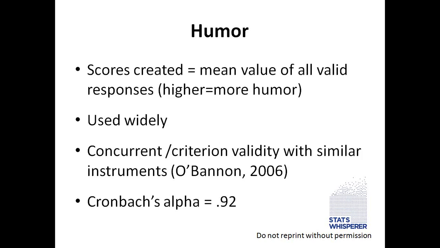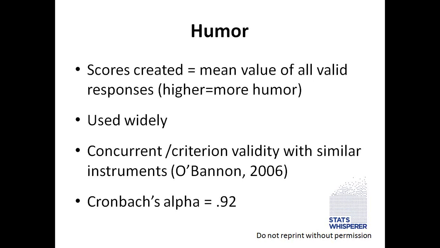Now, how are the scores created? That should be reported on each instrument too. So here, the mean of all the valid responses, right, is used. So if you take the mean of the valid responses, since the Likert scale is 1 to 5, the potential range of scores will be 1 to 5, right? And you should always indicate what a higher score represents. So a higher score means more humor, right?